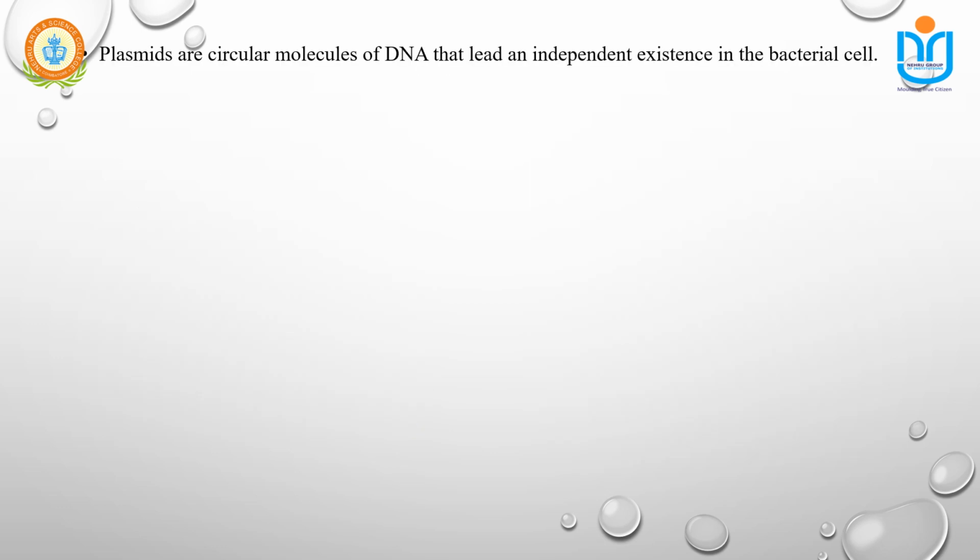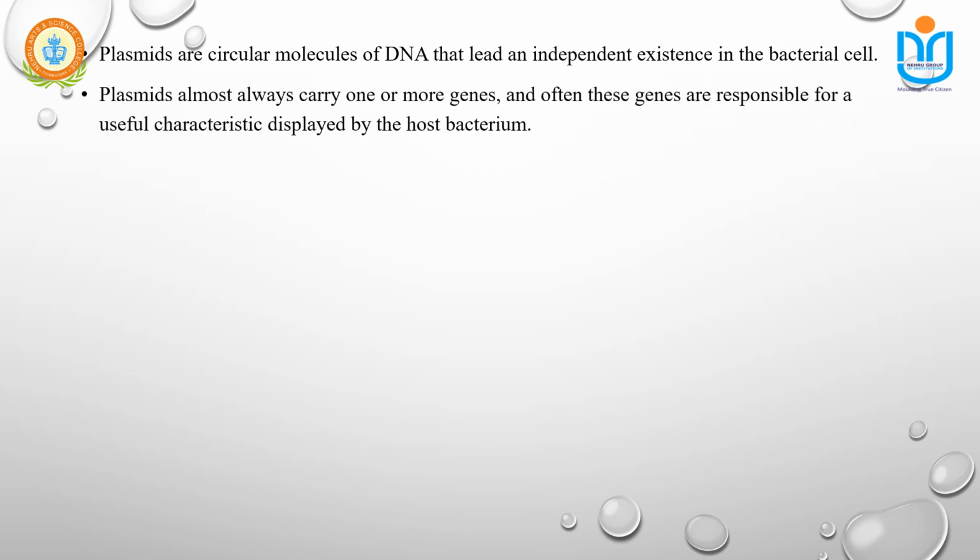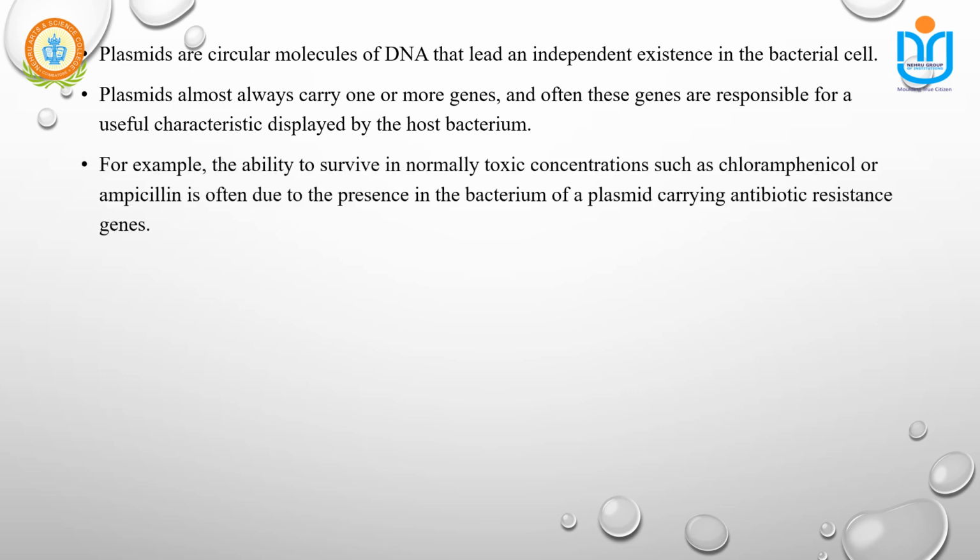Plasmids are circular molecules of DNA that lead an independent existence in the bacterial cell. Plasmids almost always carry one or more genes, and often these genes are responsible for a useful characteristic displayed by the host bacterium. For example, the ability to survive in normally toxic concentrations of antibiotics such as chloramphenicol or ampicillin is often due to the presence in the bacterium of a plasmid carrying an antibiotic resistance gene.